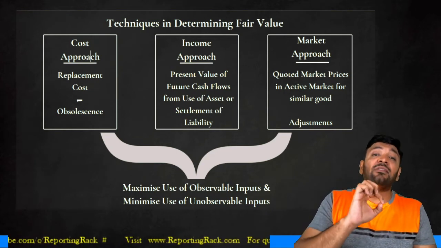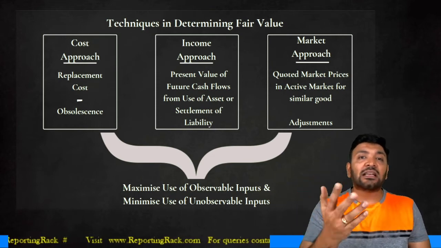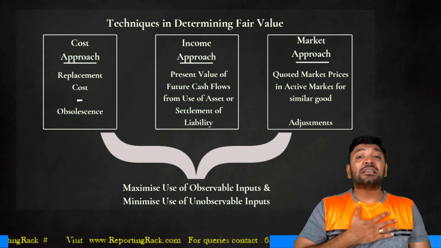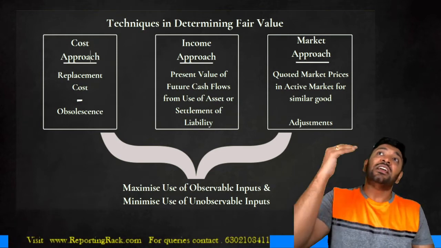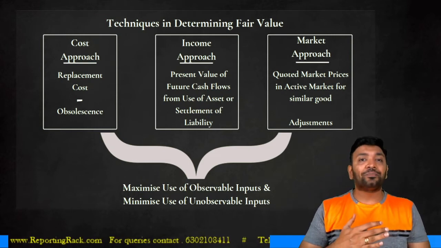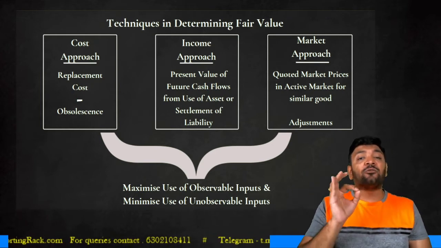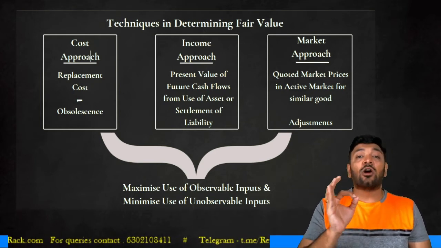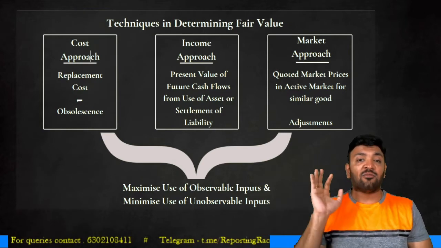The money that I will derive from the future use of an asset, the active market cannot determine. I will have to estimate it by using the asset. Next year I'll get so much. Year two I'll get so much. Year three I'll get so much. This is an estimate, but understand, I did not pick up any input from the market. These are called unobservable inputs. You cannot observe them from an active market.